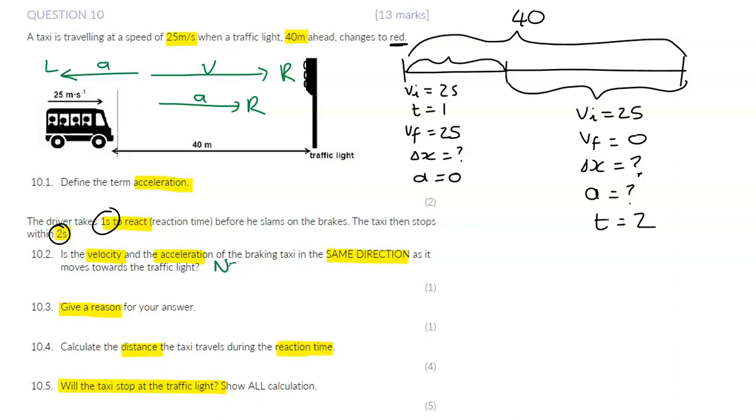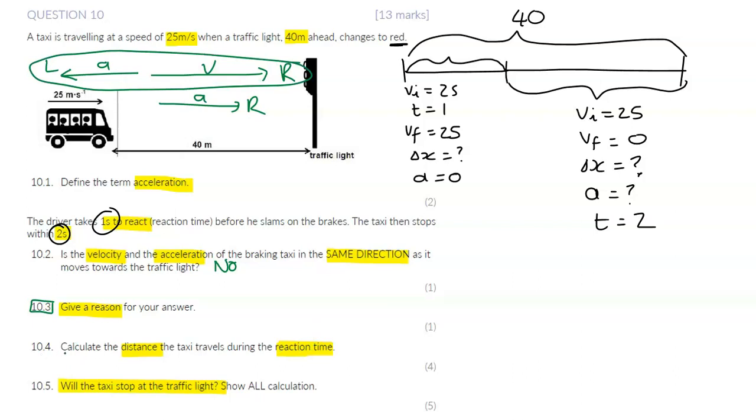So this is no. And where it says give a reason for your answer, you can say that the taxi is driving to the right, but when the taxi brakes, the acceleration is trying to undo the velocity. So the acceleration is in the opposite direction. If you just make it clear that you understand what's going on there, you will get your marks.